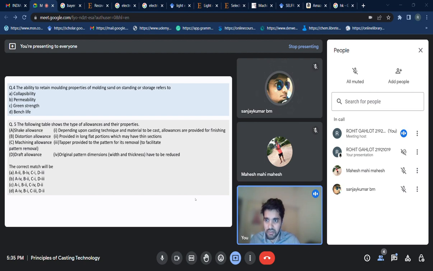Next, the fourth one: the ability to retain molding properties of molding sand on standing or storage refers to. It is easy. Green strength. Yeah, right.